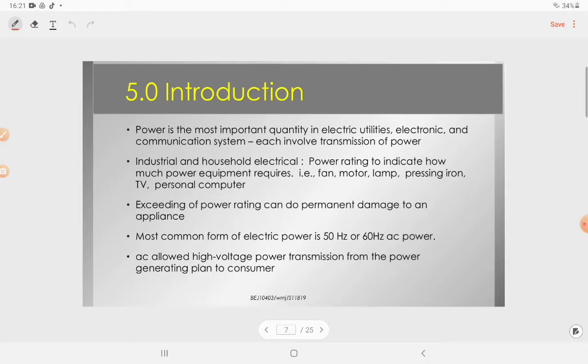The most common form of electrical power has a frequency of 50 or 60 hertz. In Malaysia, usually we go for 60 hertz AC power. AC allows high voltage power transmission from the power generating plant to the consumer. Therefore, in this topic, we will consider an AC circuit for the power analysis.